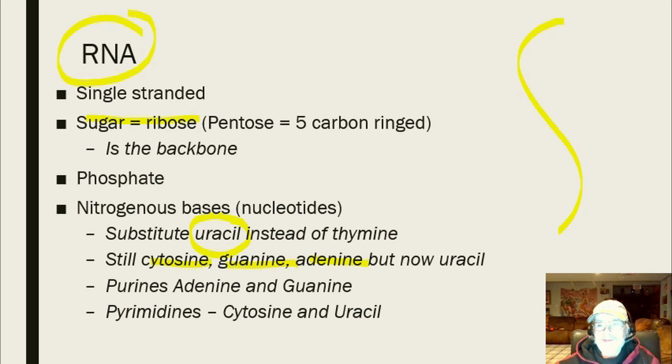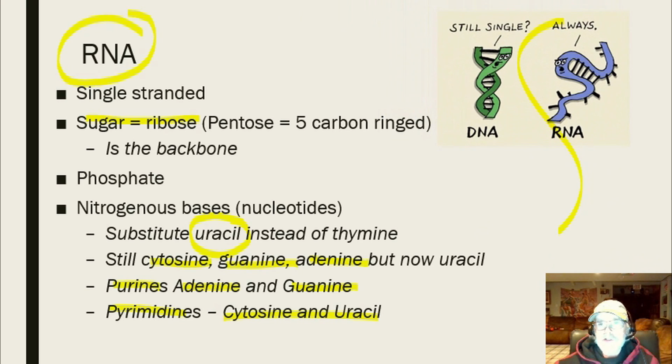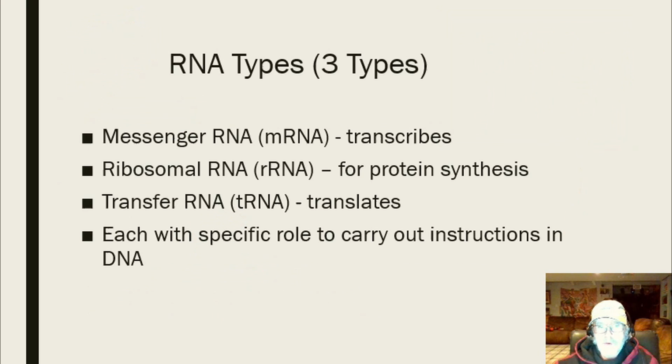Why? Probably the same guy says, let's just put something else in there for the heck of it. Purines and pyrimidines are two types of bases. Purines, adenine and guanine, and pyrimidines, cytosine and uracil. Don't worry about that. That's not important. So RNA is always a single strand. And that's going to be important.